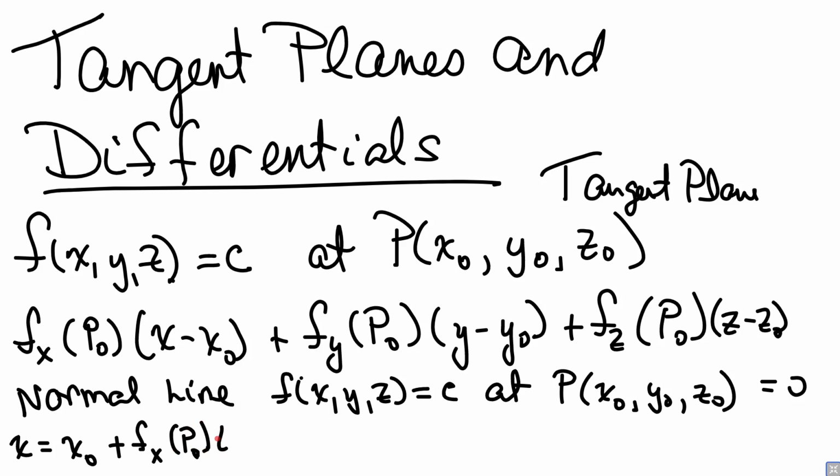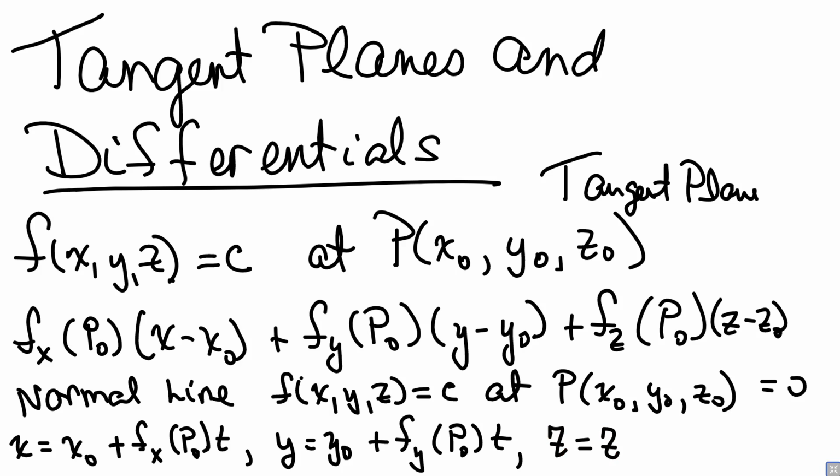the partial with respect to x, evaluated at p sub 0, times t, comma, y is equal to y sub 0 plus the partial with respect to y at p sub 0 times t. And then finally, we have that z is equal to z sub 0 plus the partial of f with respect to z at the point p sub 0 times t. Should put zeros here. Okay. Any questions?